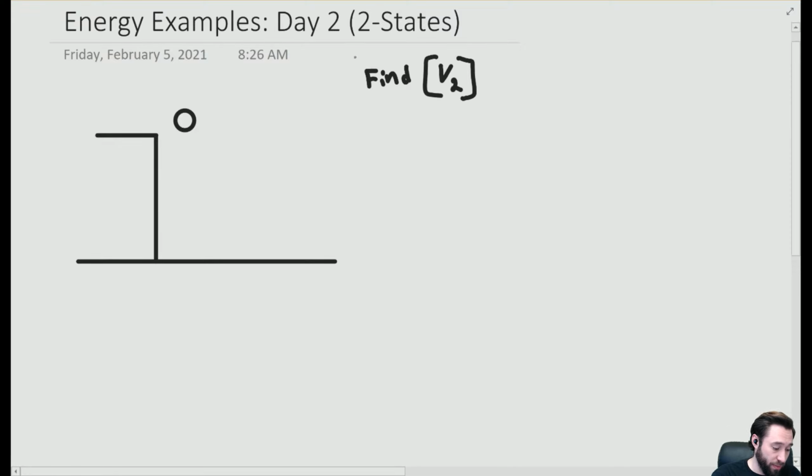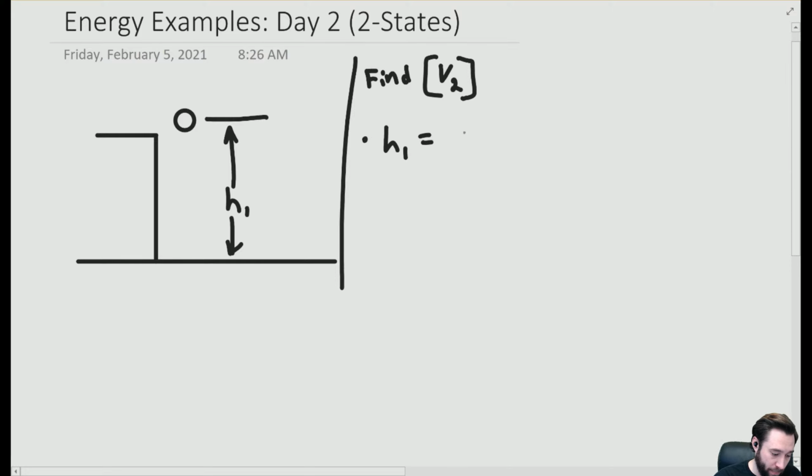So when we solve these kinds of problems, at state 1, I have the object a certain height from the ground. So this would be H1. And we're going to say that H1 is 300 meters high. So it's pretty up there. It's pretty high. All right. And we're going to say that the mass is equal to, let's say, 15 kilograms.